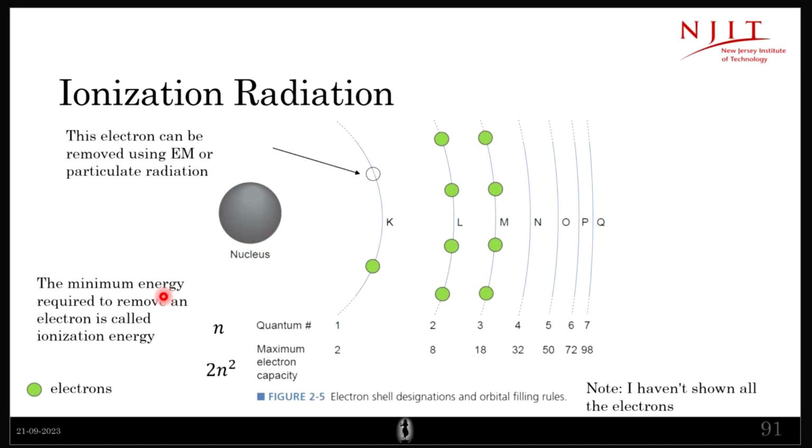Now the minimum energy required to remove an electron is called ionization energy. So what is that minimum energy with which I can remove this particular electron? That is called ionization energy. Again, in this case, that is equal to the binding energy of this particular orbit.